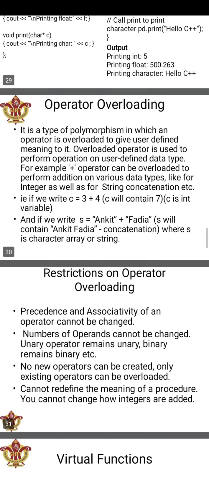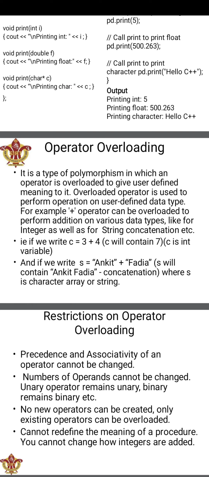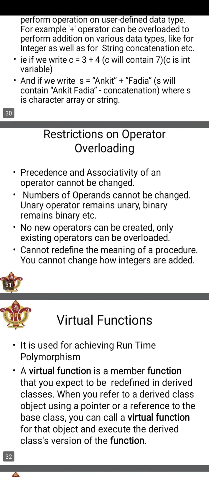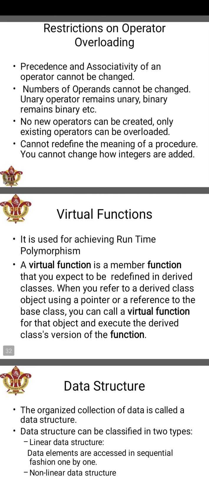So these two, operator overloading and function overloading, are compile time polymorphism, and runtime polymorphism is implemented with the help of virtual functions. It is used for achieving runtime polymorphism. A virtual function is a member function that you expect to be redefined in the derived classes. So normally virtual functions are defined first in the parent class, and in the derived class we again redefine this function in the child class.